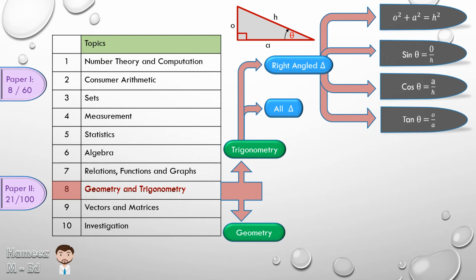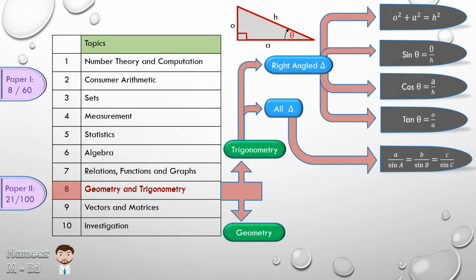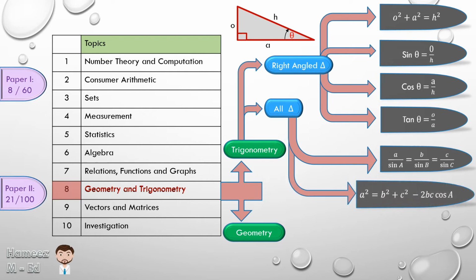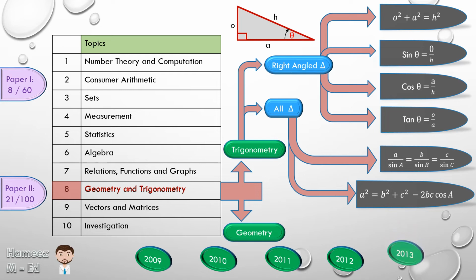And for any triangles, whether they are right angle or not, we can use the sine rule, a over sine A is equal to b over sine B, which is equal to c over sine C. Or we can use the cosine rule, a squared is equal to b squared plus c squared minus 2bc cos A. This topic came 6 times in the 5 years, twice in May 2009, and then the paper changed so that it came only once every other year.